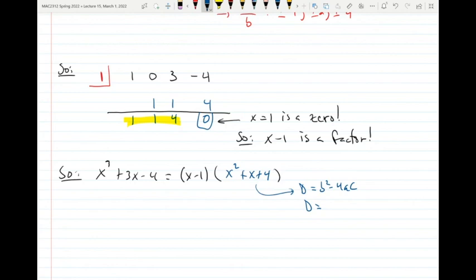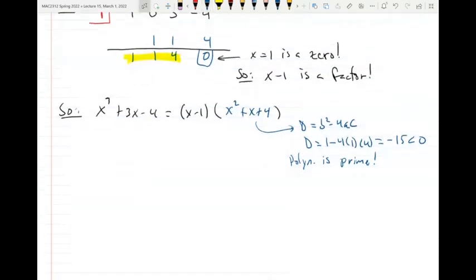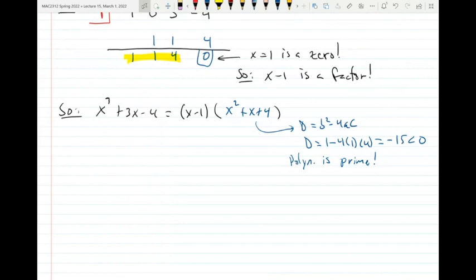So this would be 1 minus 4 times 1 times 4. So that's negative 15. That's less than 0. So that means the polynomial is prime, because the zeros are complex. Do you understand this? Okay, so now we're ready. And you said we use it to see if it's prime.